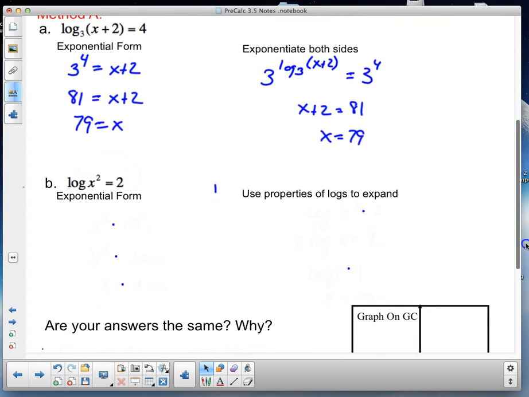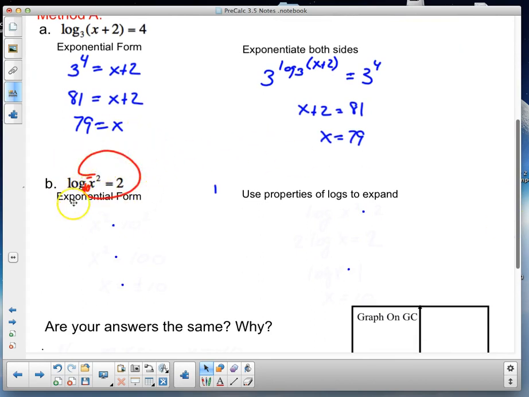Now, if I'm still working through method A, I'm going to do the exponentiation version of this. So I've got my base, which is 10. 10 to the 2nd power is equal to x squared. So I'm going to solve it this way. Right now it looks like x is 10 because these are the same. But I've got to be careful when I square it and then take the square root. I find out that x could be plus or minus 10 because of the positive version and negative version.